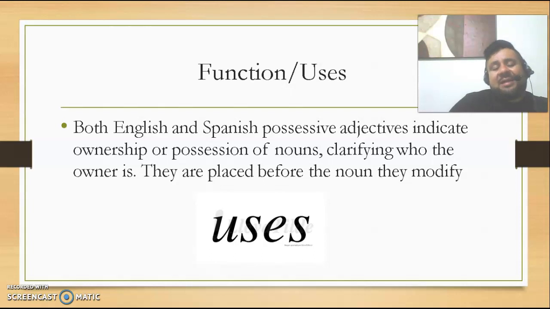In English and in Spanish, the possessive adjectives indicate ownership or possession of nouns, clarifying who the owner is. They are placed before the noun they modify. We need to be clear about this. We always have to be clear when we use the adjectives. We need to consider where to place them, before or after the noun, so we can convey a clear message when we speak or when we write.